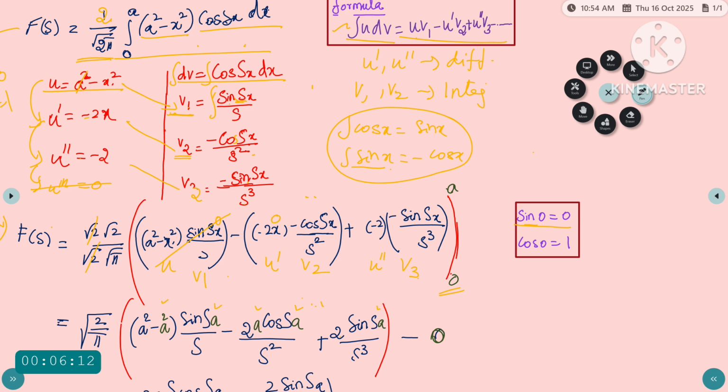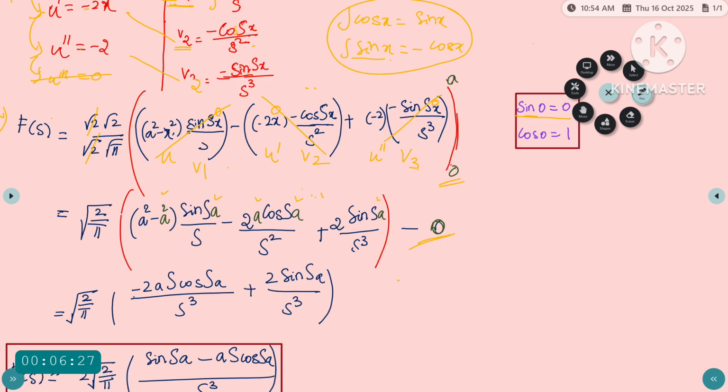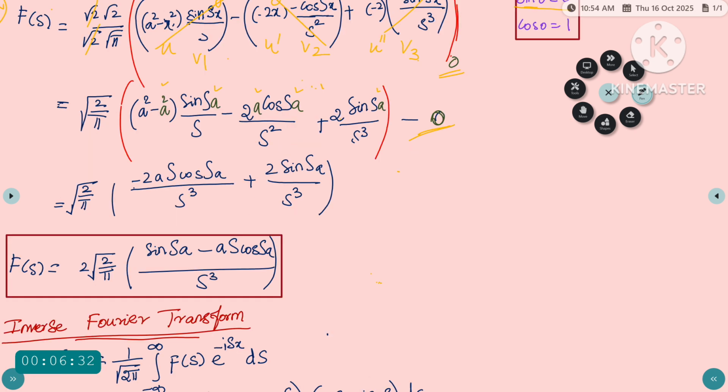If you substitute x equal to 0 here, 0 into anything is 0. The second term tends to 0. If you apply 0 here, the third term tends to a sine 0, and sine 0 is also 0. So in our lower limit 0, all three terms tend to 0. So only the upper limit remains.